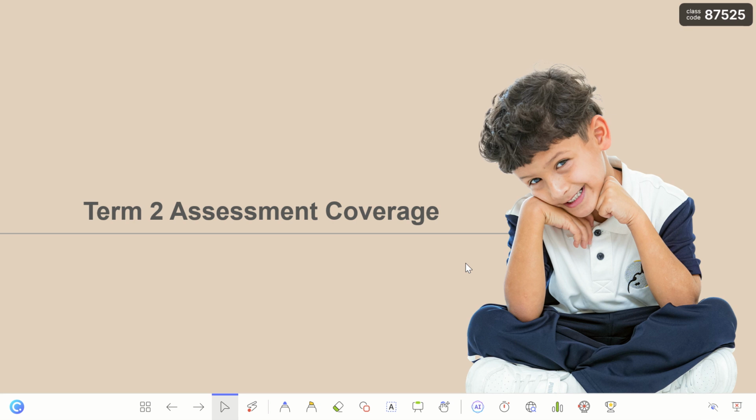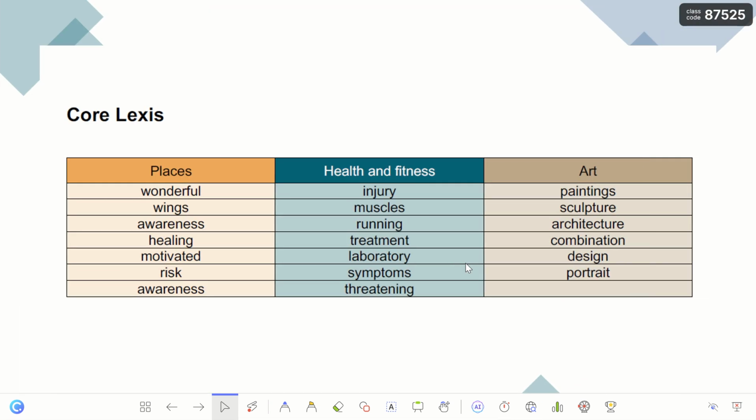Now, for the grammar, before the grammar, we have here the list of vocabulary. The main topics that the exam will revolve around will be either places, and we covered this topic in Unit 5, or health and fitness, we covered this one in Unit 6, but art is almost new. Okay, we didn't cover it in our course book.